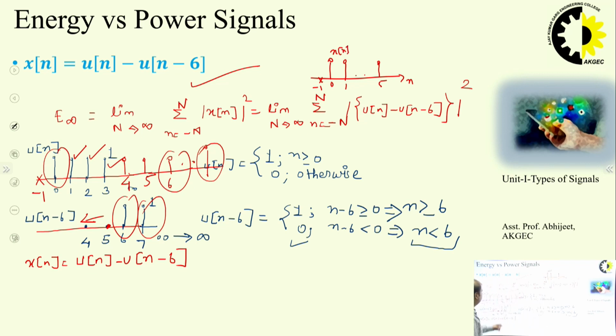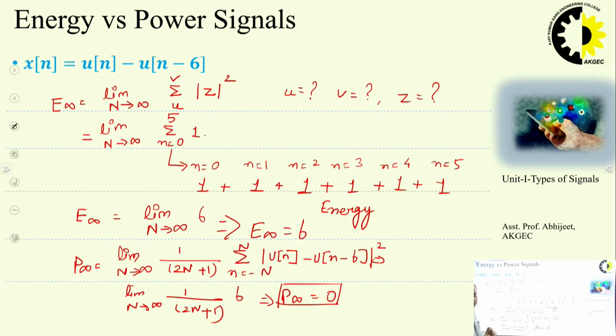By mathematical formulation, it is the limit as n tends to infinity of the sum from minus n to plus n of mod x[n] square. We put in the values of the signal. The signal is basically 1 from 0 to 5, and the points from 6 and above will be discarded. Other formulations are also possible, but here it is 1 from 0 to 5. So what does the summation look like? It is the addition of 1, six times, from 0 to 5. So the energy content of the signal is 6.